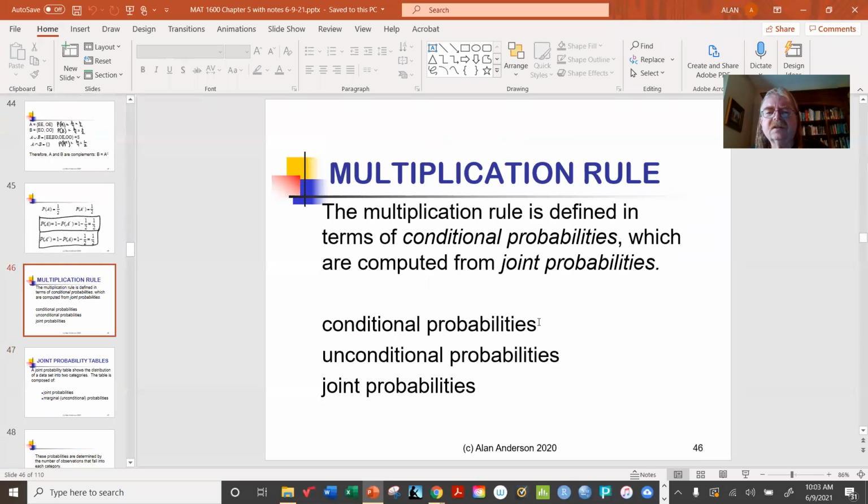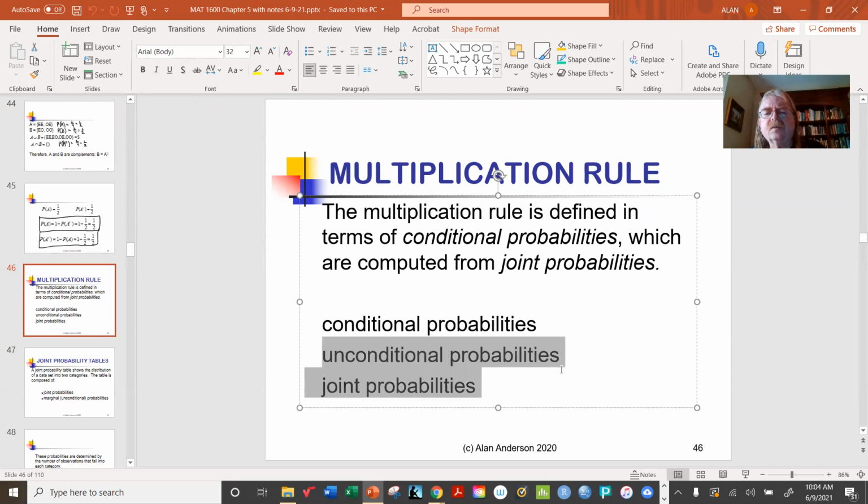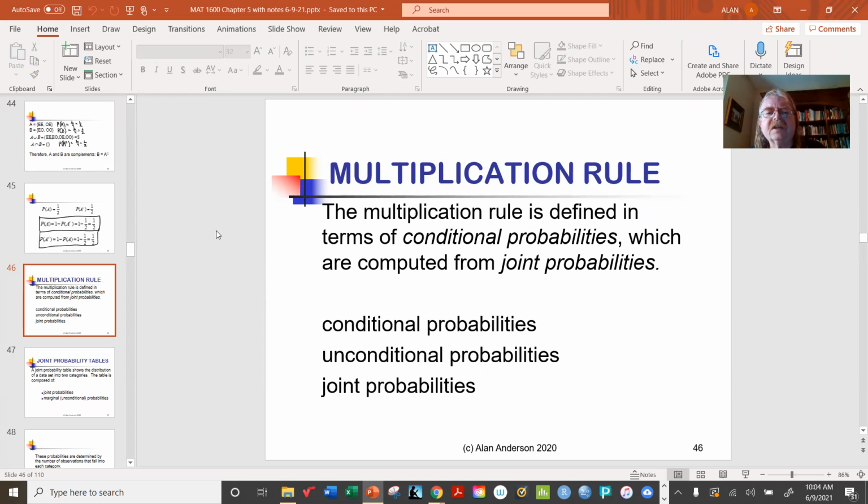And so let's see, here we go. So the multiplication rule is defined in terms of what we will call conditional probabilities. And those are taken from a table of joint probabilities where we also saw yesterday so-called unconditional probabilities as well as joint probabilities. So let's review what all those terms actually mean.